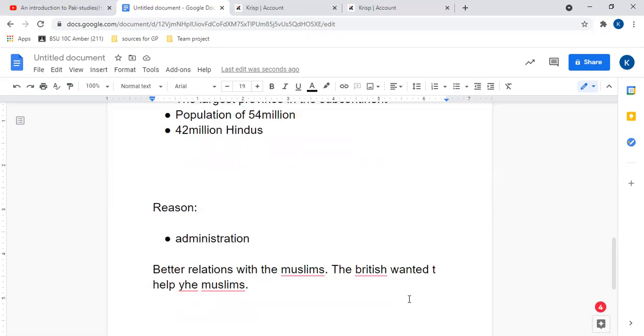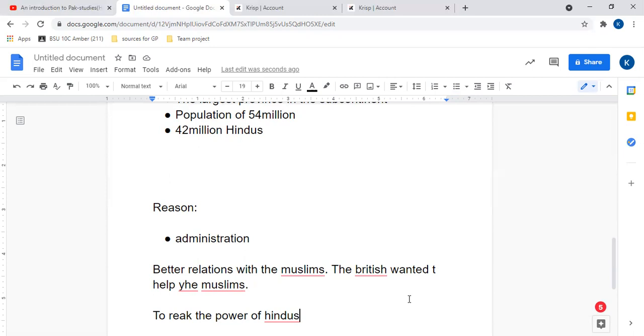So another point would be to break the power of the Hindus. I have explained it over here, and I can give you an example of how you could write this point. They wanted to break the power of the Hindus in many parts of India, and Bengal was the perfect example. And so they followed their policy of divide and rule in those areas.